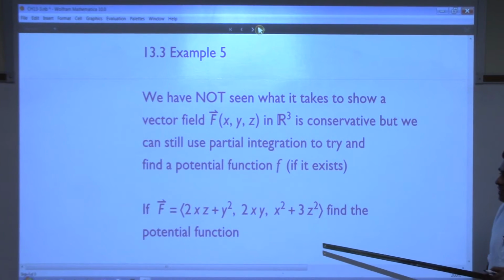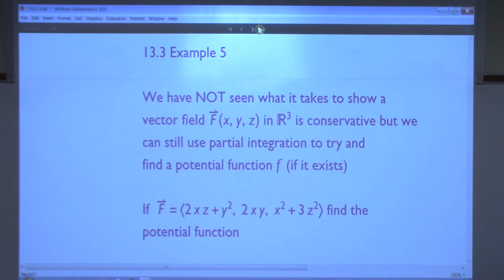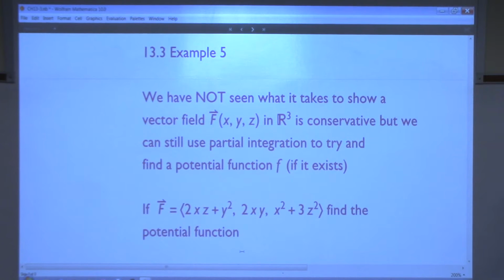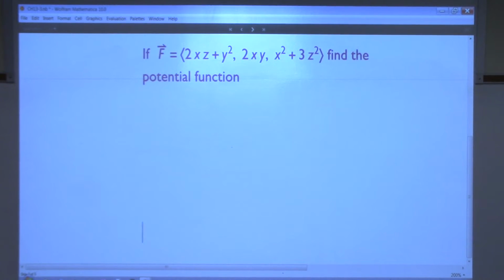So I'm going to tell you right now, this is a conservative vector field. I'm going to tell you that. And what I'd like for us to do is go ahead and find its potential function. Let's go ahead and do it. Does everyone understand that you don't have a way of determining if that's conservative yet?